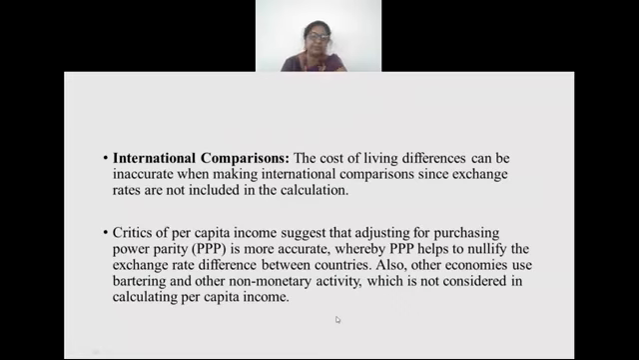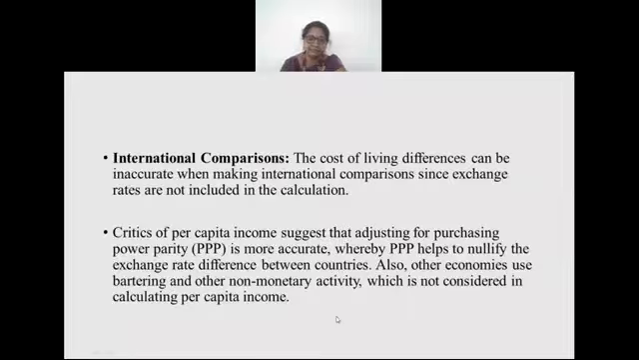Critics of per capita income suggest that adjusting for purchasing power parity is more accurate, whereby purchasing power parity helps to nullify the exchange rate differences between the countries. Also, other economies use bartering and other non-monetary activity, which is not considered in calculating the per capita income. Only the goods and services are calculated in the GDP. The quality of work, the exchanges, all those things are not coming under this area.